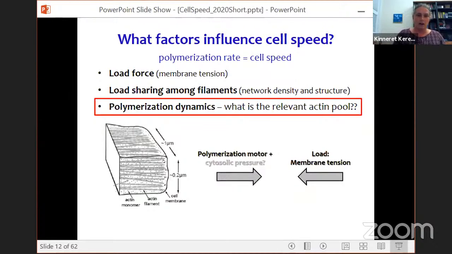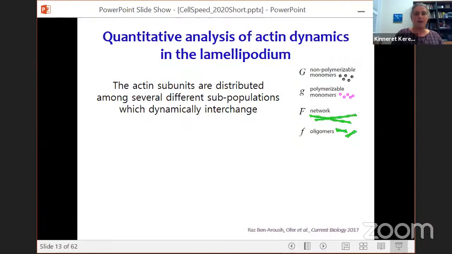What about what's going on with the polymerization dynamics? A few years ago, we set off to try to quantitatively analyze the actin dynamics in these fragments, which are arguably the simplest system to look at this problem. Now the actin subunits in a cell are divided among different subpopulations. So we have the actin subunits in the network. You'll have diffusing oligomers, which are generated when the network breaks down. And then you'll have a pool of monomers.